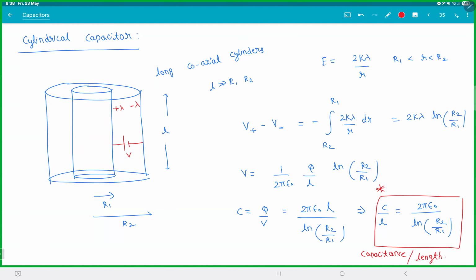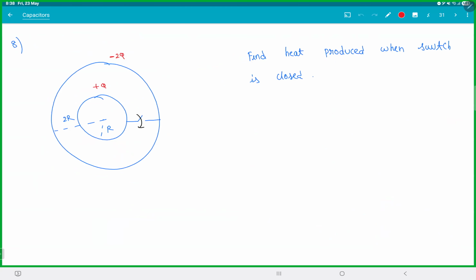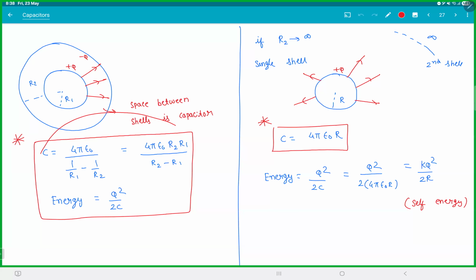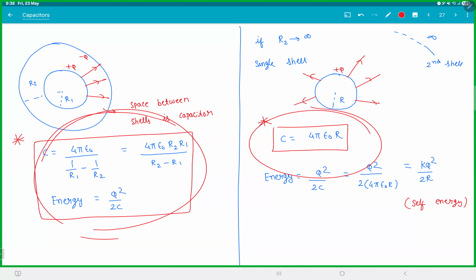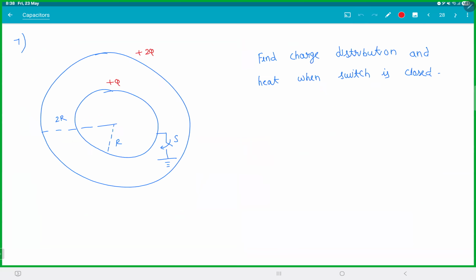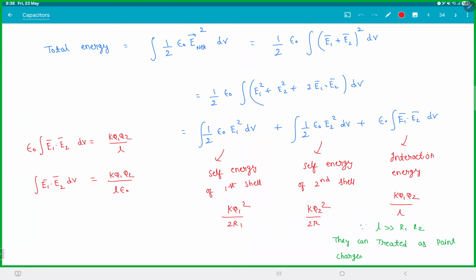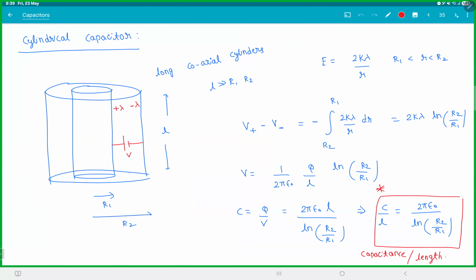There, those are the three capacitors. For the parallel plates, it was A epsilon by d. For the spherical capacitor, it was 4 pi epsilon R1 R2 by R2 minus R1. The single shell capacitor is this. The cylindrical capacitor is this. Clear with this? Straightforward, just a derivation, the result is important. Any doubts on this?